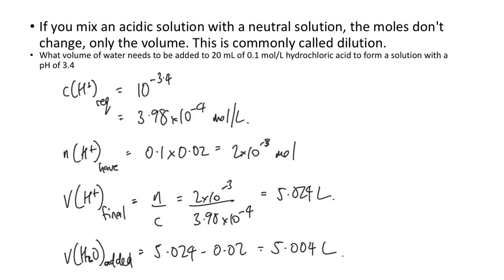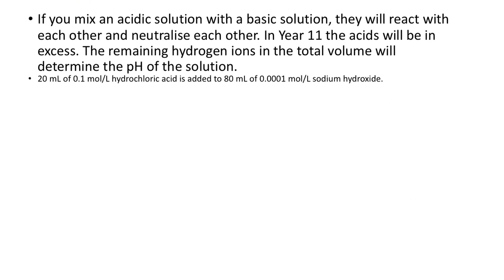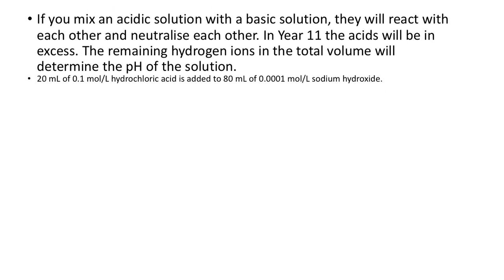Okay, let's have a look at the next one. Okay, so now we're adding an acidic solution with a basic solution. They will react with each other and neutralize each other. Okay, but if you don't add them in the right amounts, one of them is going to be left over. In year 11, the acids will be in excess. Okay, so we're generally going to have the acids in excess, but in year 12, we're going to have the bases in excess, and you're going to have to work out how to use different calculations to get the pH from the excess hydroxide.